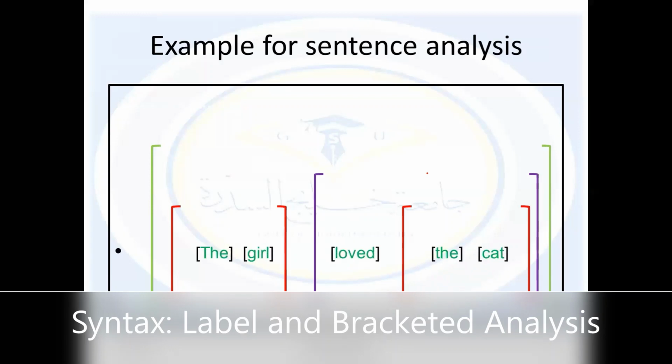And here we have the example. The girl loved the cat.